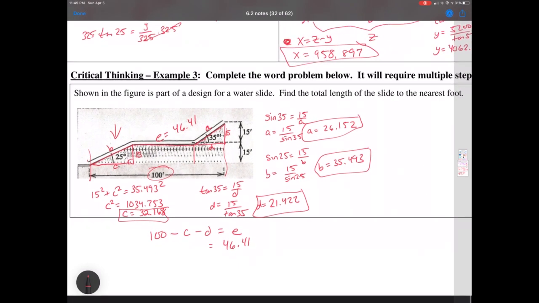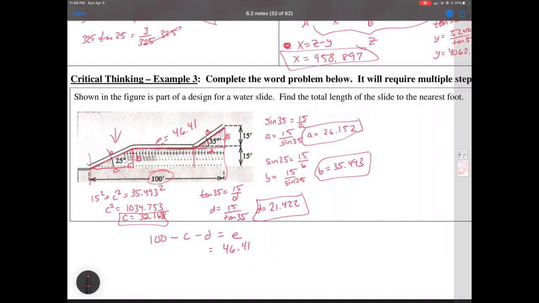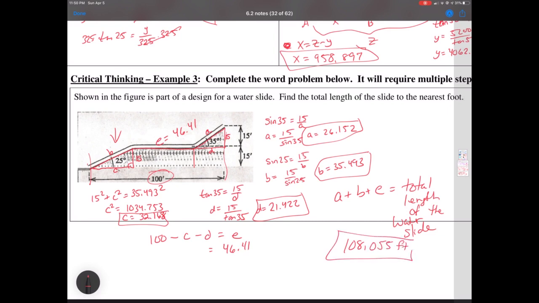Now that I have those three parts, I have B, A, and E, I can add them together, and it gives me the total length of the water slide. And given that I have all three of those, 26.152 plus 35.493 plus 46.41, I get 108.055 feet. And that is the length of my water slide. So that's the conclusion of 6.2, the right triangle word problems.